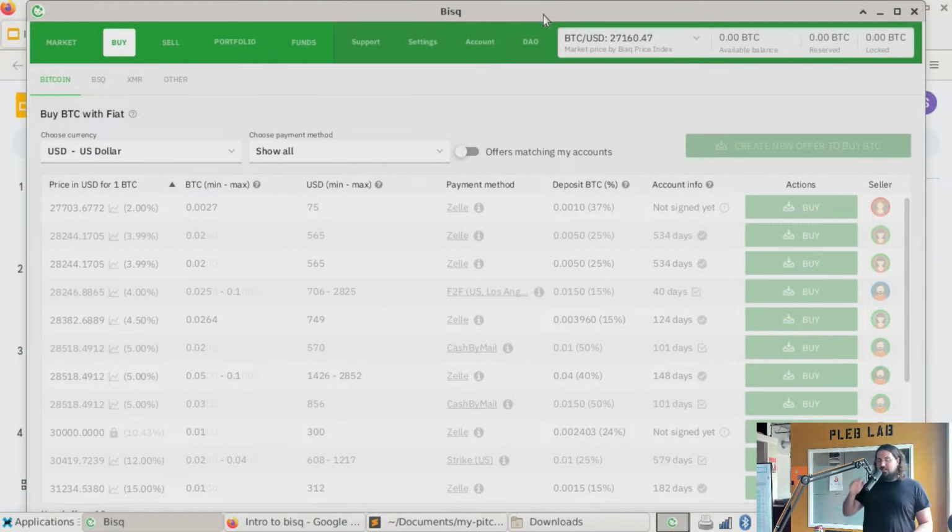So you can use RoboSats instead, but just be aware that unlike Bisq, the RoboSats people have custody of your money before it goes to your counterparty. So it's less peer-to-peer. Any other questions about Bisq?